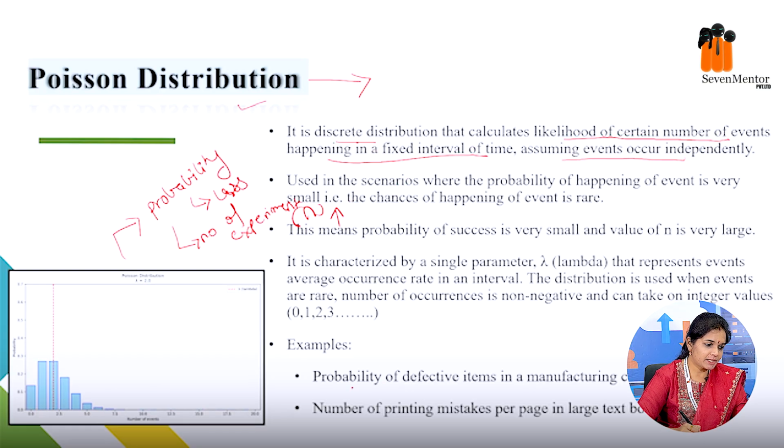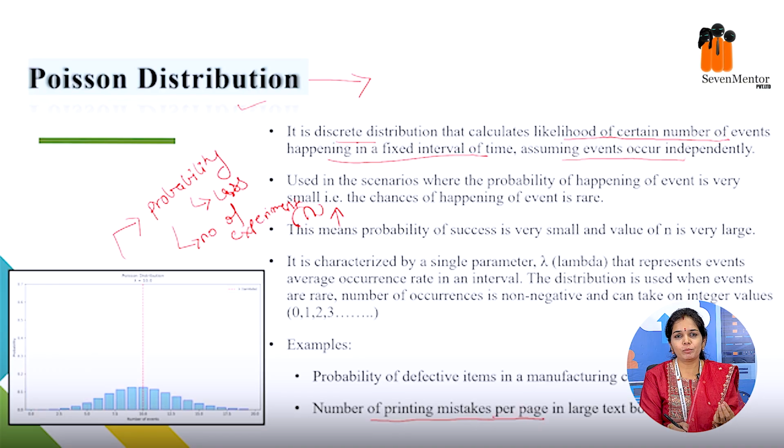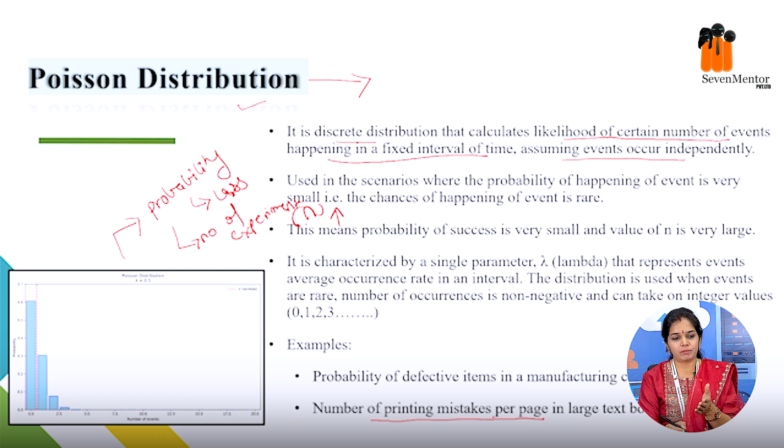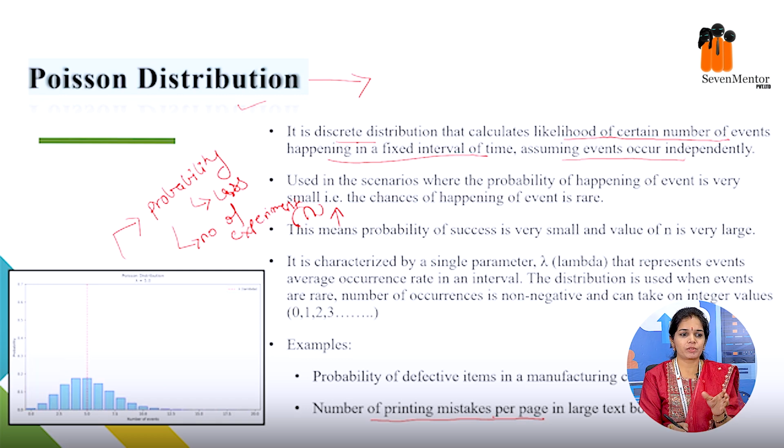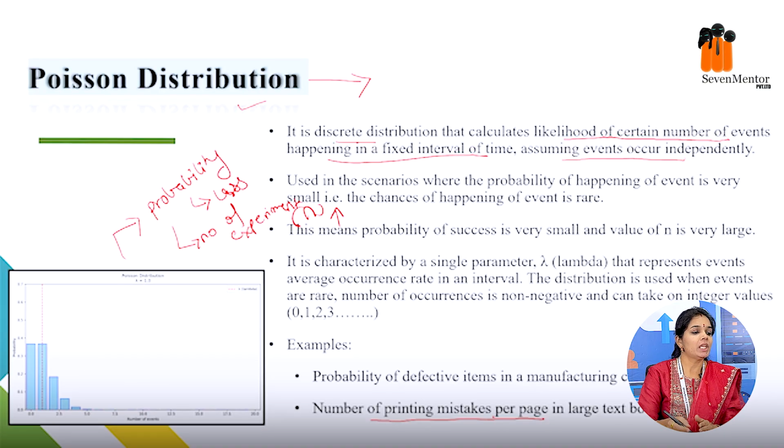Example: number of printing mistakes per page. You might get only a single mistake, or only two to three mistakes in your school books, in the answers of some mathematical sums, there was some printing mistake. So the whole book, let's suppose it is of 500 pages, and you will get only a single mistake. So the probability of getting a mistake in a 500-page book is very low. In that case, the Poisson distribution is used.